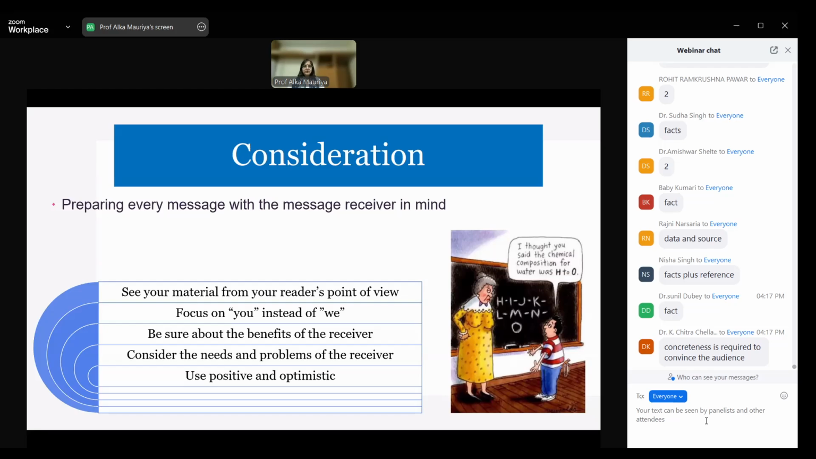What is the age of my reader? What is the cultural background? What is the educational background of my reader? So those things have to be kept in mind while we are making our presentations, while we are writing something. So we have to understand the needs and problems of the receiver, and we have to be positive and optimistic in our work.